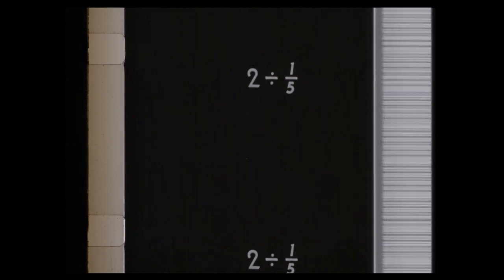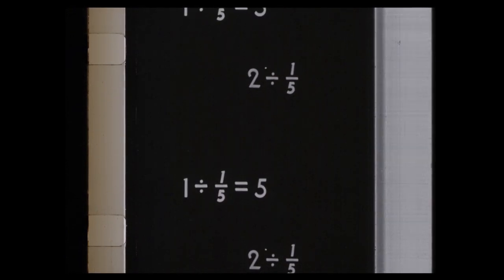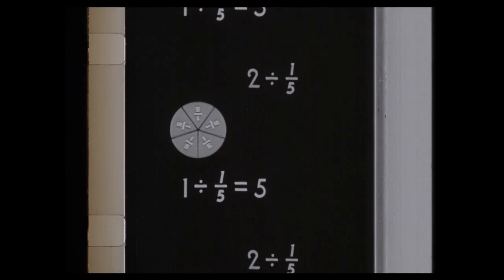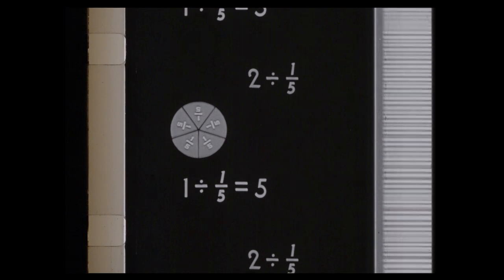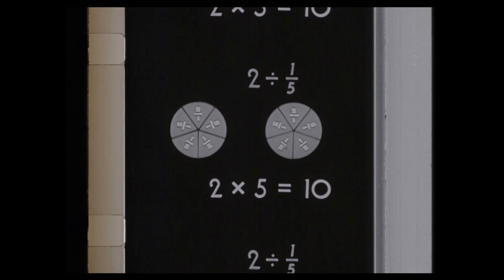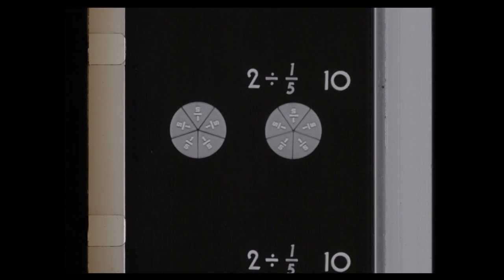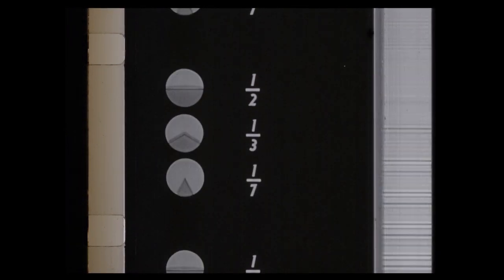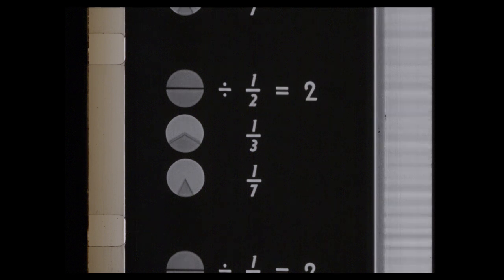Let's review what we've learned so far. We've seen that the way to divide by a fraction is first to find out how many times that fraction is contained in 1. Then we multiply that number by the number of ones we have. As long as our divisor is just one part, such as 1/2, or 1/3, or 1/7, the denominator tells us how many times that fraction is contained in 1.